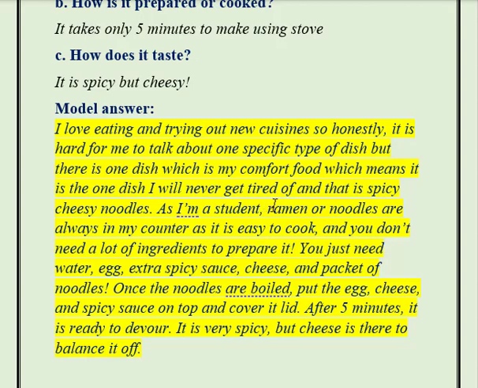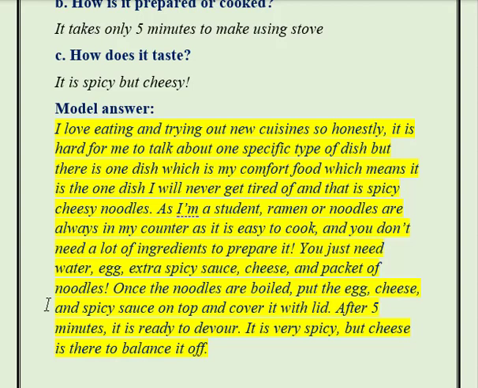As I am a student, ramen or noodles are always in my counter as it is easy to cook. And you don't need a lot of ingredients to prepare it. You just need water, egg, extra spicy sauce, cheese and a packet of noodles. Once the noodles are boiled, put the egg, cheese and spicy sauce on top and cover it with a lid. After 5 minutes, it is ready to devour. It is very spicy, but cheese is there to balance it off.